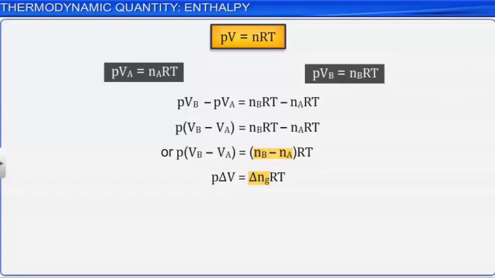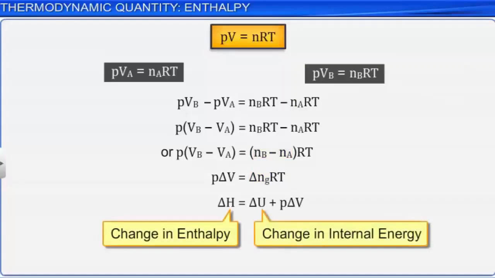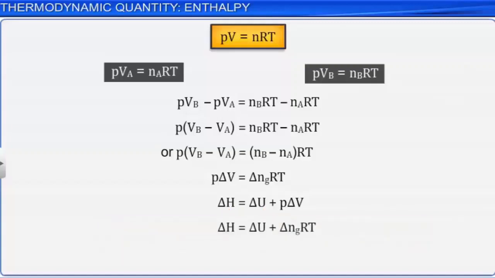We learned that change in enthalpy delta H equals change in internal energy delta U plus product of pressure P and change in volume delta V. On substituting the values, we get change in enthalpy delta H equals change in internal energy delta U plus change in number of moles of gas delta n g RT. This relation helps us in calculating the change in enthalpy from change in internal energy and vice versa.